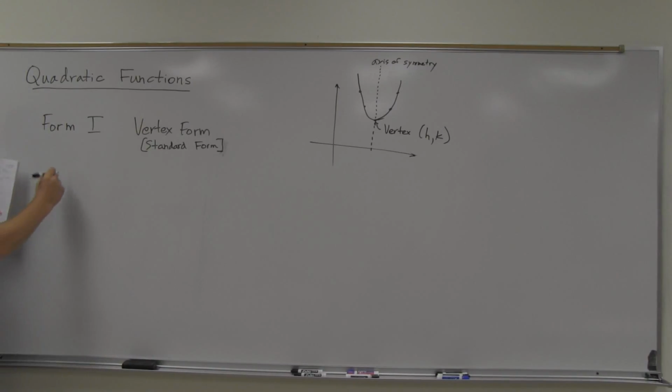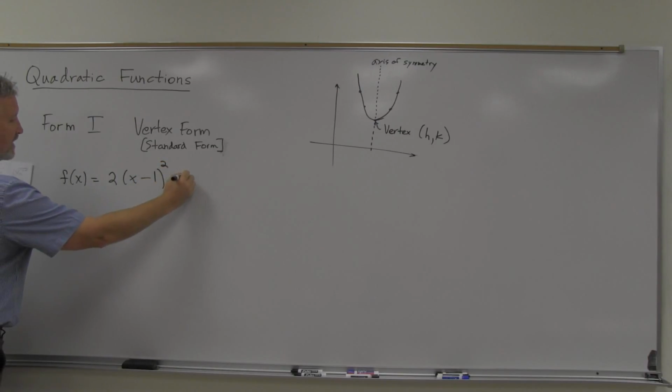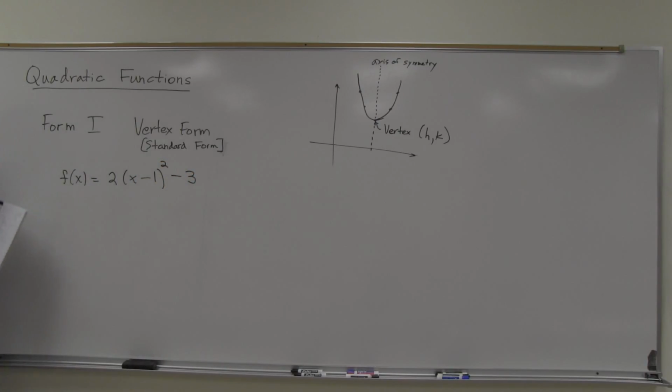And here's, let me just give you one. f of x equals 2 times (x minus 1) squared minus 3. All right, this is an example of a quadratic function in vertex form. I like to call it vertex form; other places call it standard form.